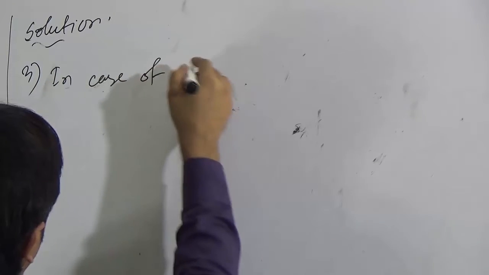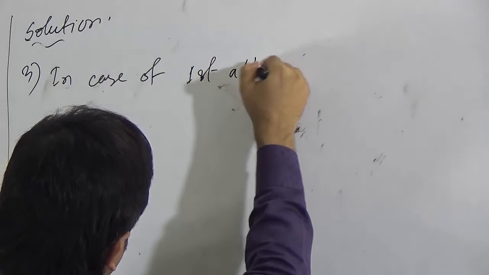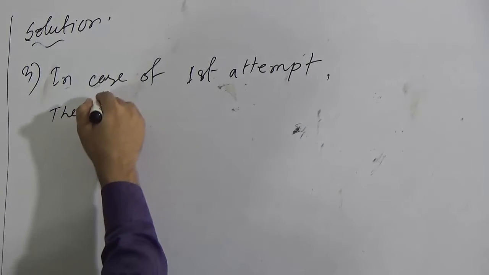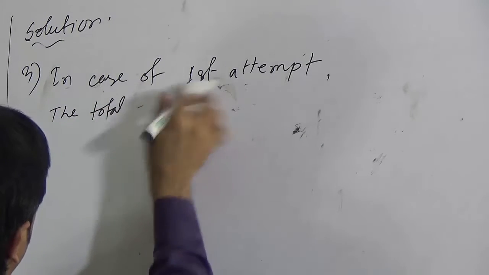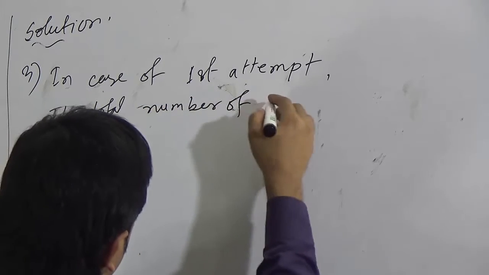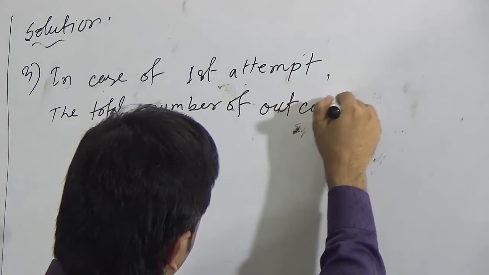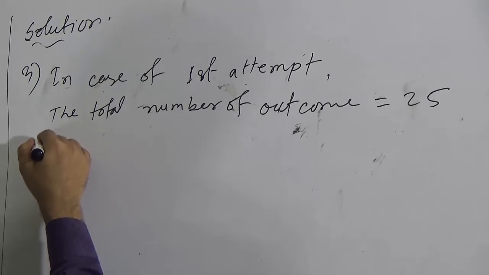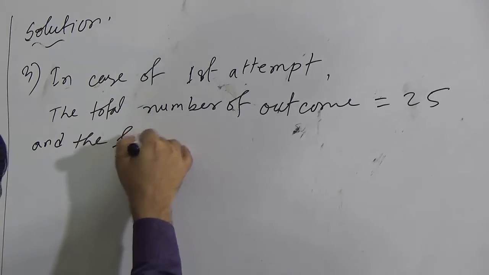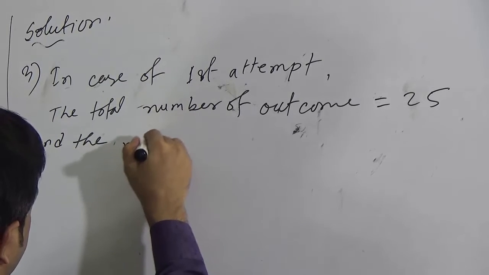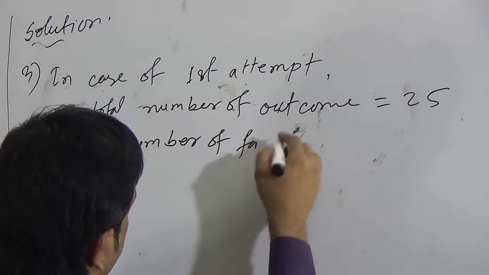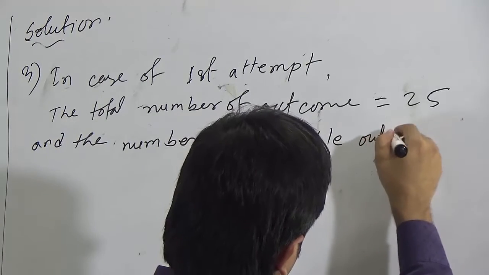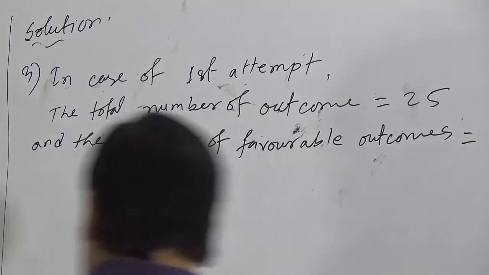In case of first attempt, the total number of outcomes is 25. And the number of favorable outcomes is, what is the number of favorable outcomes?